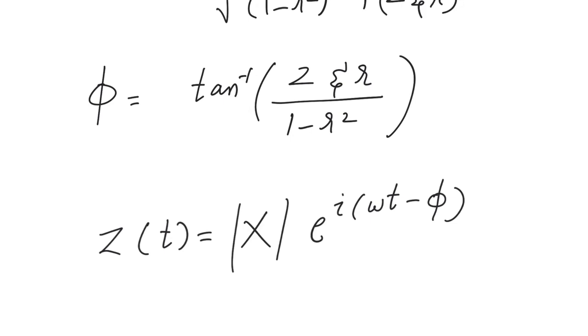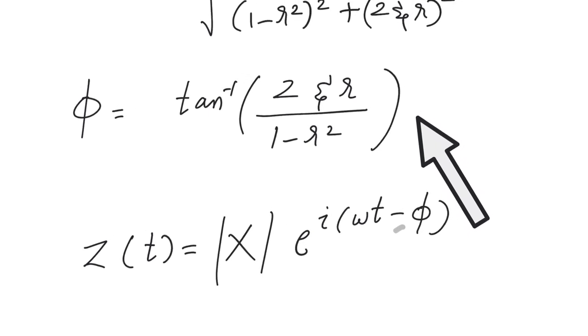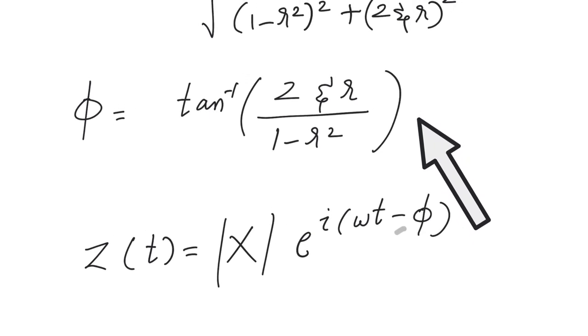vibrating body. Now the next question is how these two parameters, the magnitude and the phase, which govern the whole response, vary with respect to our r, which is the frequency ratio. That is the topic of discussion in the next segment.